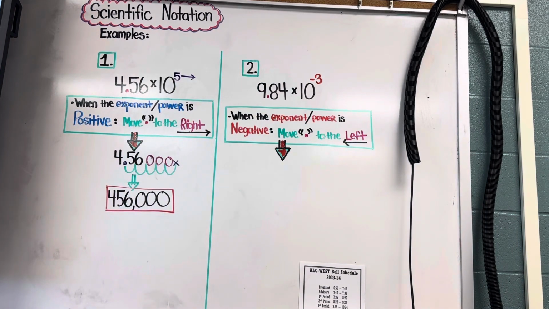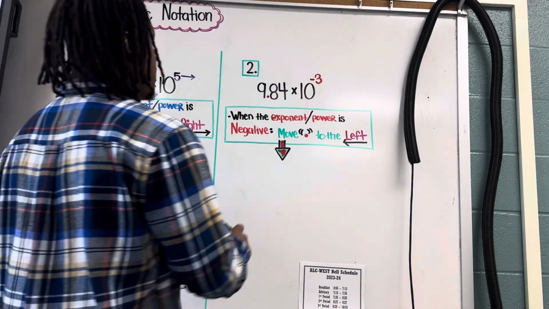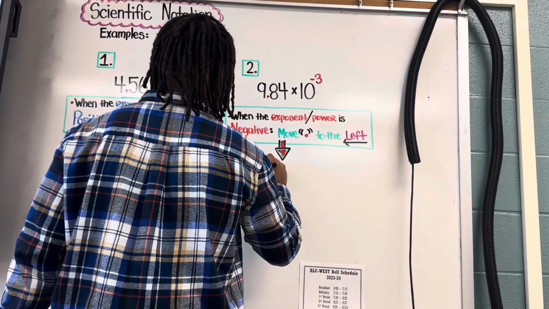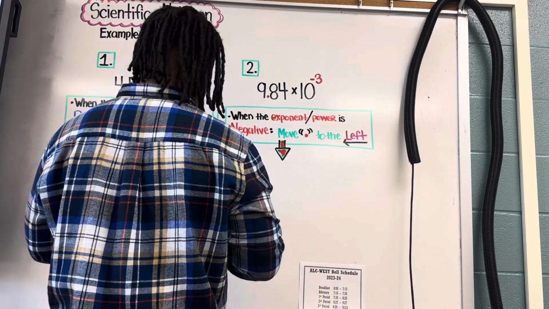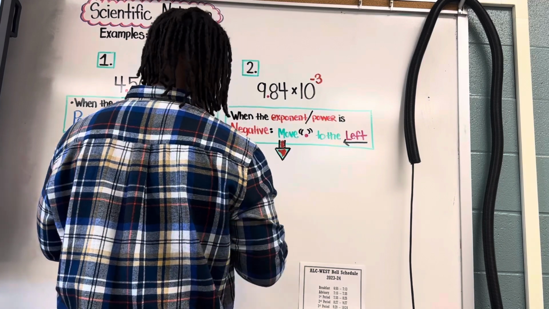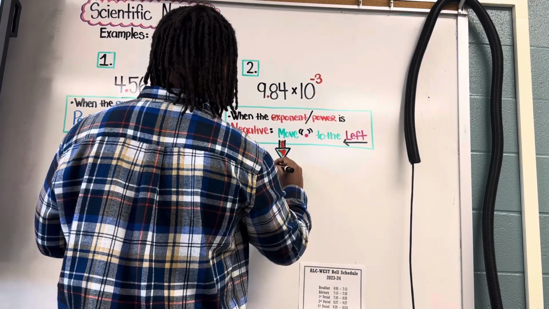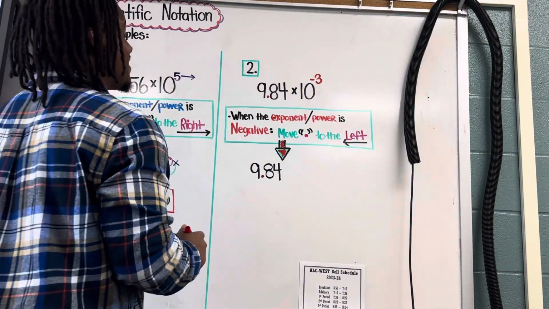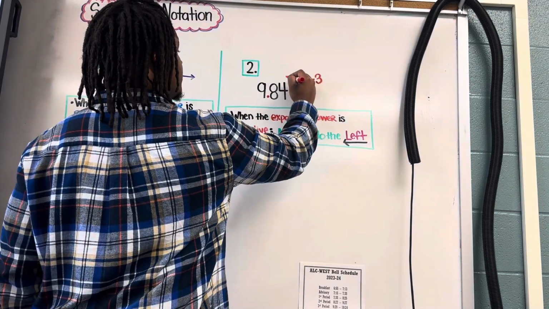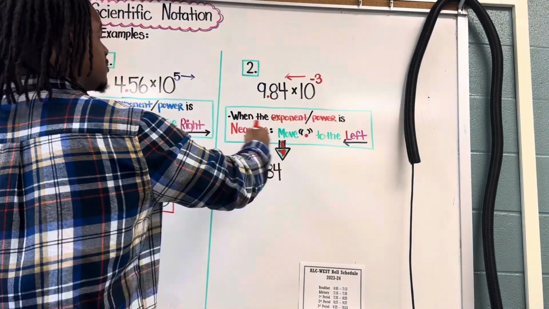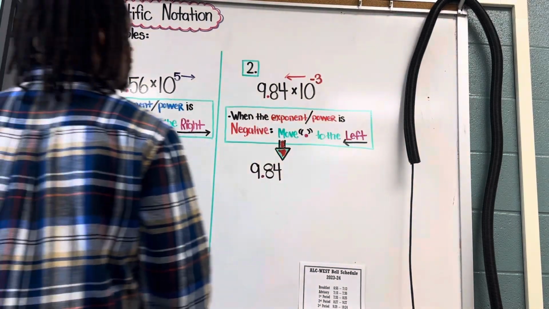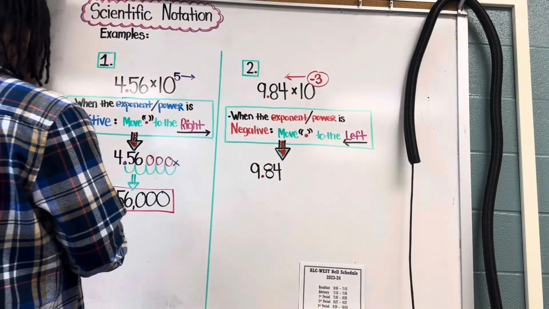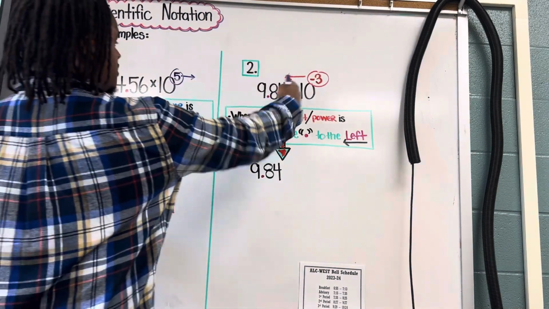All right, now let's try the next one, right? I'm gonna go ahead and write it. I have 9.84 times 10 to the negative 3rd power, all right? So I'm just gonna write 9.84. All right, now, remember, guys, because it's negative, I must go 3 place values to the left, okay? Because the exponent is negative. Okay, here the exponent was positive. I went to the right. Here is negative, I go to the left.